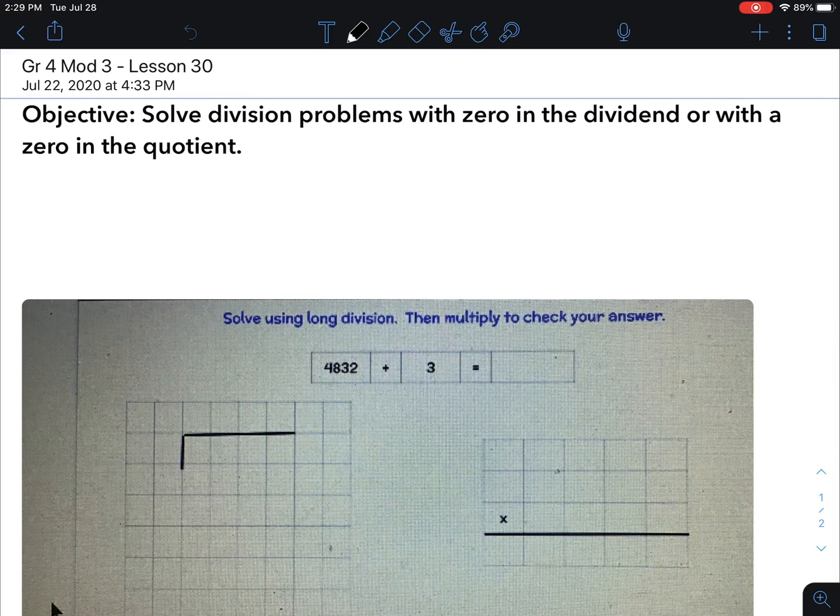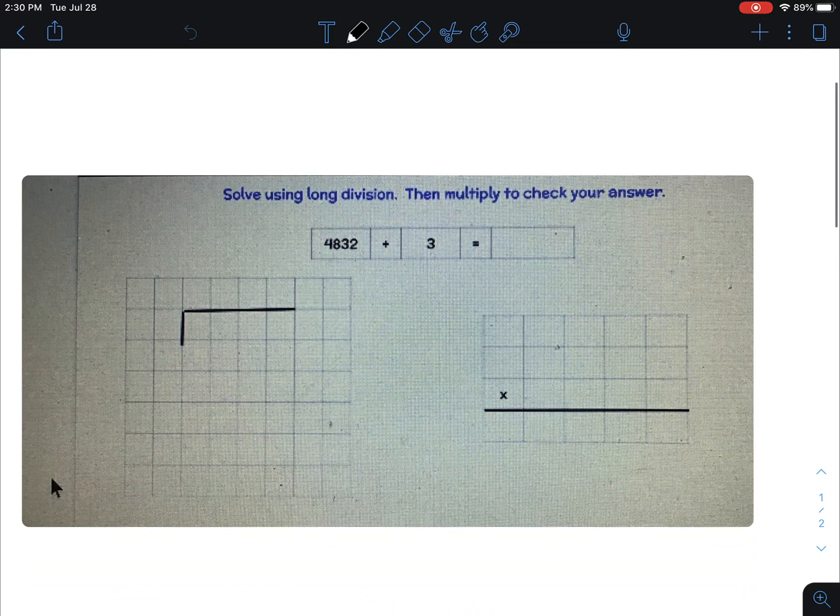The objective for this lesson is: I can solve division problems with 0 in the dividend or with a 0 in the quotient. I am going to show you how to do that, but first I want to show you how to check your answer for a division problem. When you're doing addition, subtraction, multiplication, or division, you can do the opposite operation to check your work. So if you're subtracting, you can add to check it.